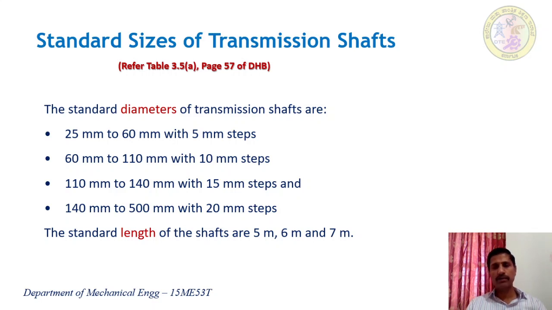So if you want to have a longer shaft, then we have to join two shafts by using a coupling. It is limited to 7 meter because of the transmission restrictions. So it is a bit difficult to transmit the 7 meter shaft.